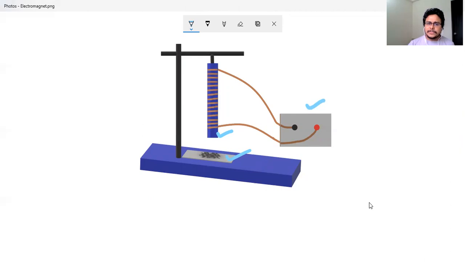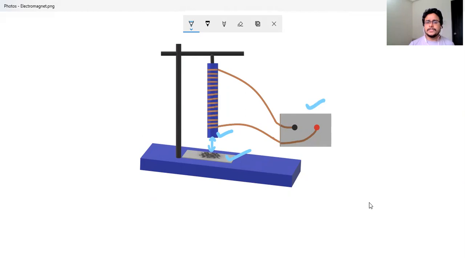And also you can vary the distance between these iron filings kept and this. So for a particular value of current or voltage that is given, what amount of iron filings are getting collected here at one end, just by varying the distance. So distance can also be one parameter.